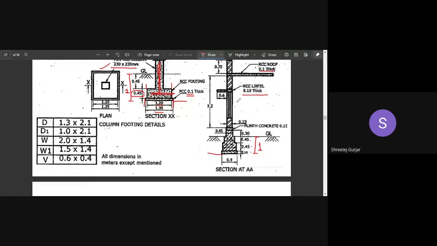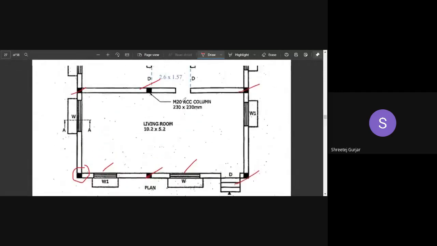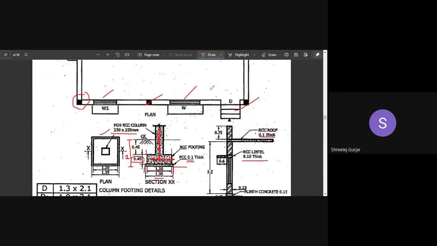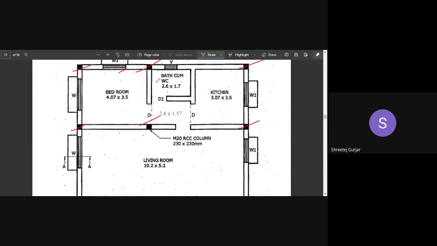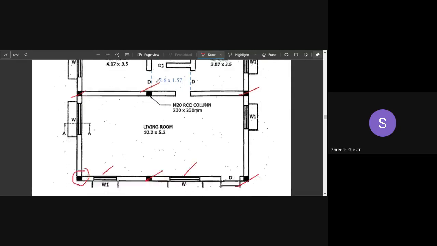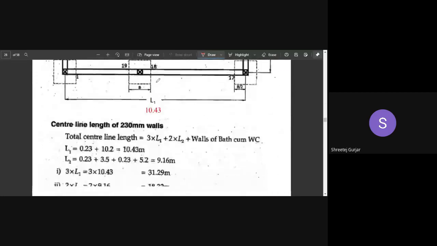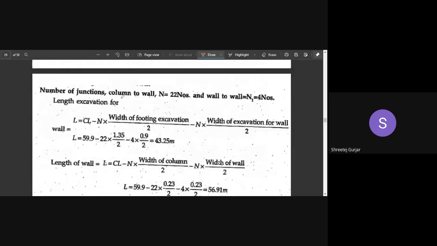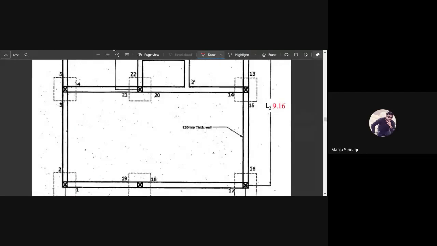So next thing, after we have looked into all of this, let us look into whether they have mentioned which method to follow. You can observe in the question, there is no mention of any method which we need to follow. So we can adopt any method, that is, we can adopt long wall, short wall, or the centerline method. So what we will do is we will adopt the centerline method.